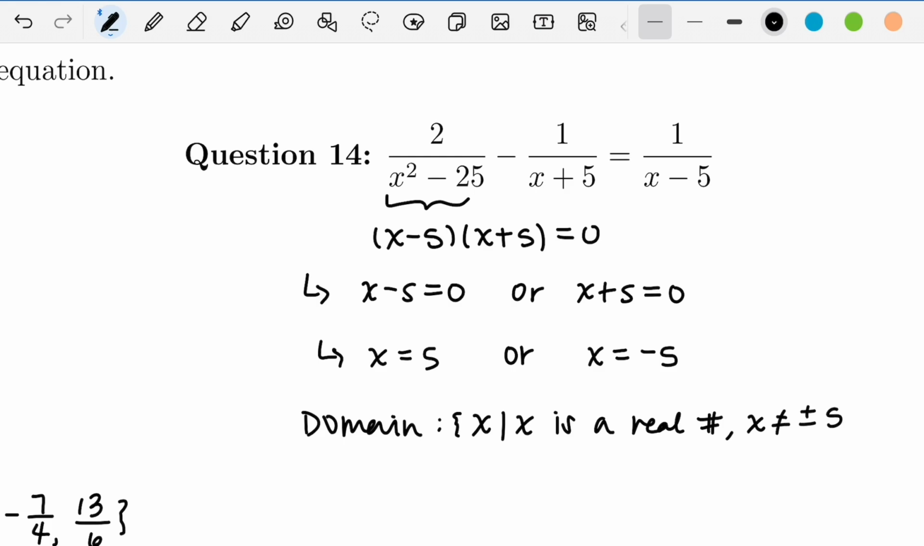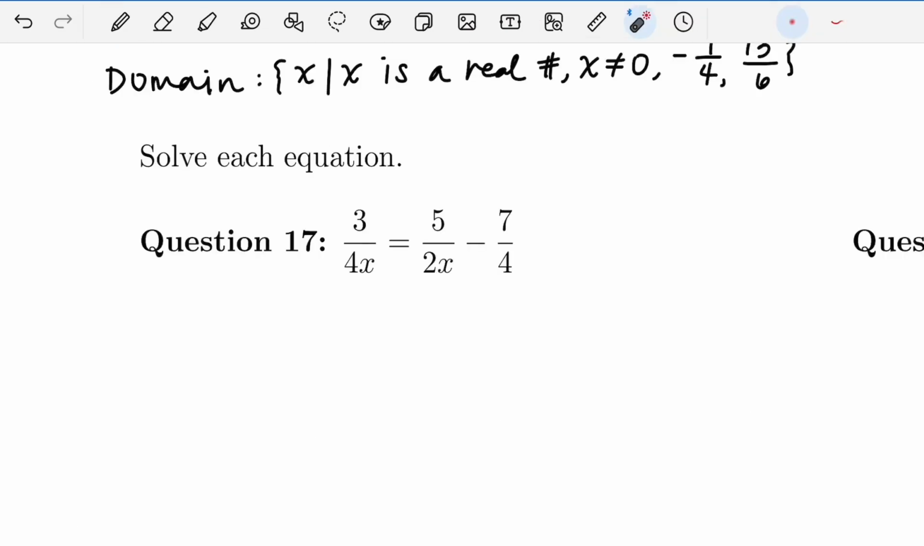And we write it this way just to indicate that we're talking about positive and negative 5. So for the rest of this section, we're moving on to solving these rational expressions. Whenever we're solving these, the first thing that we like to do is to identify the domain.